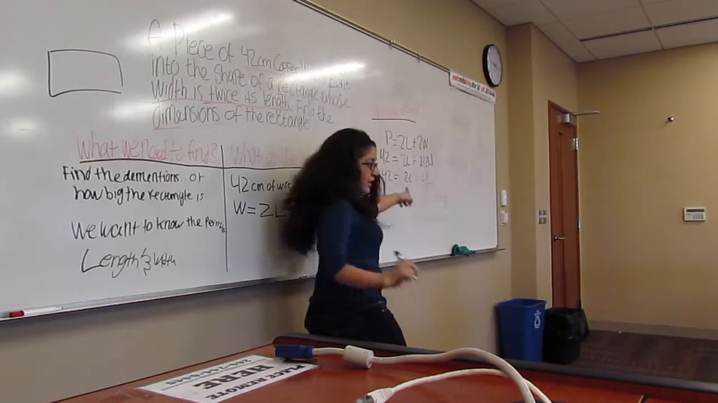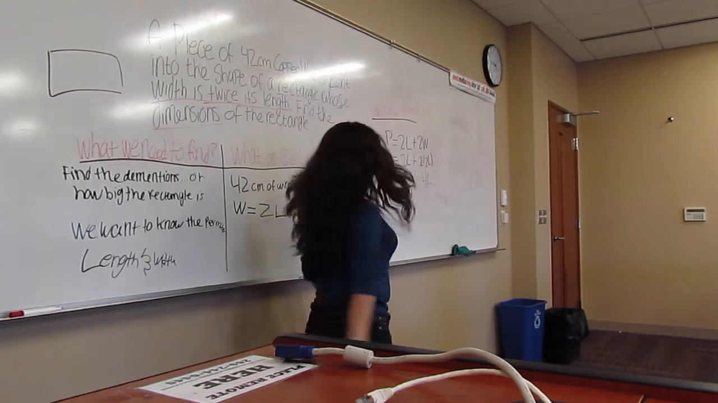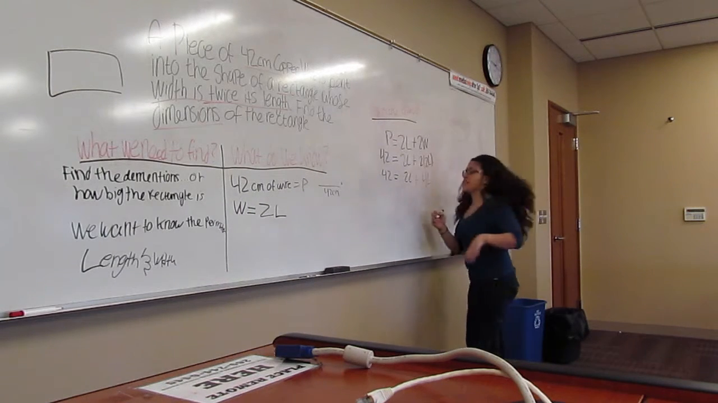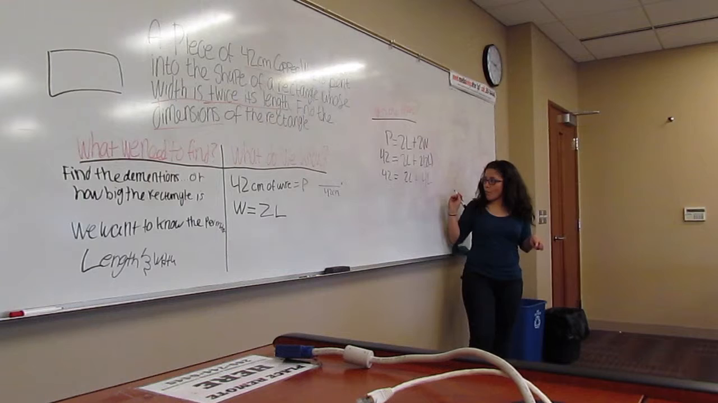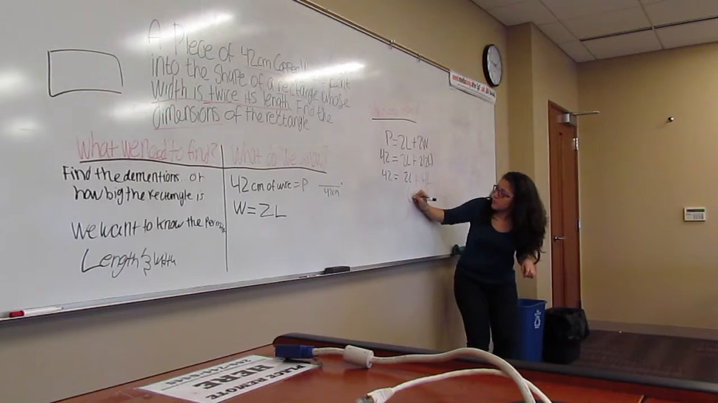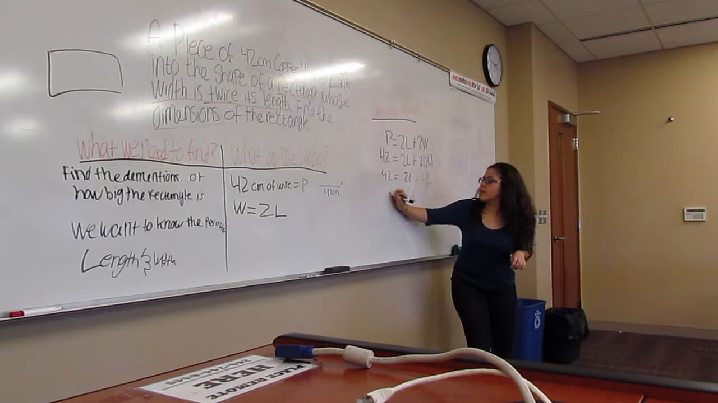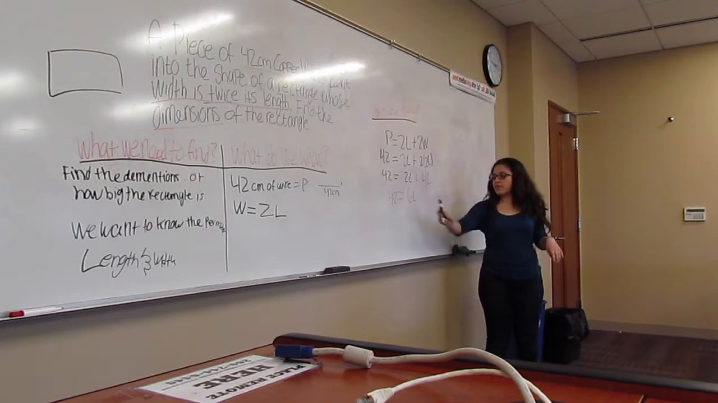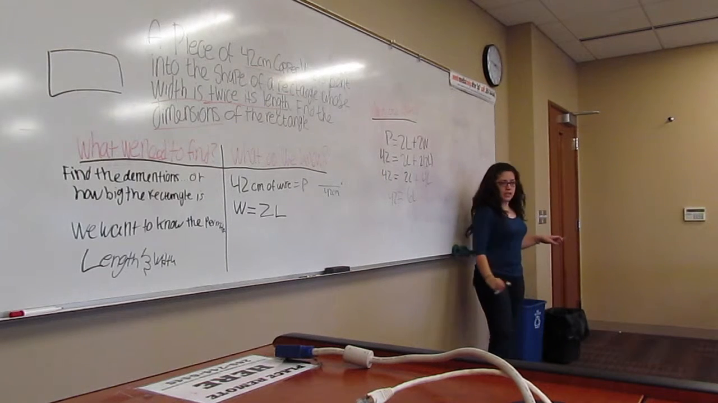And then next step, what do you think? Go ahead, Elizabeth. Combine like terms. Combine the like terms. Very nice. And so we have 2 and 4, and that equals what? 6. Perfect. Last step. Almost there, you guys. So we have 42 equals 6L.